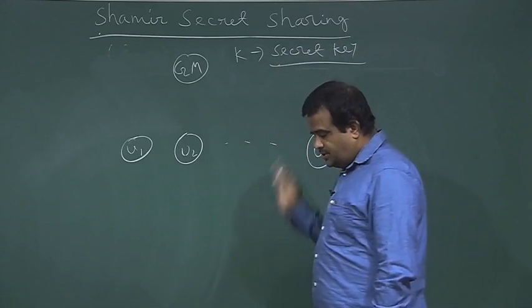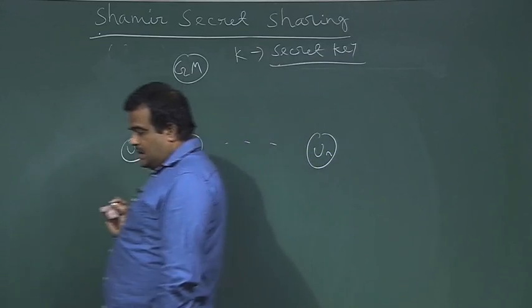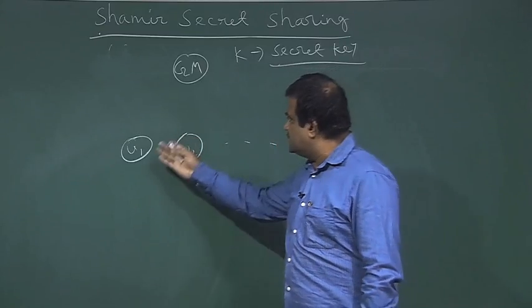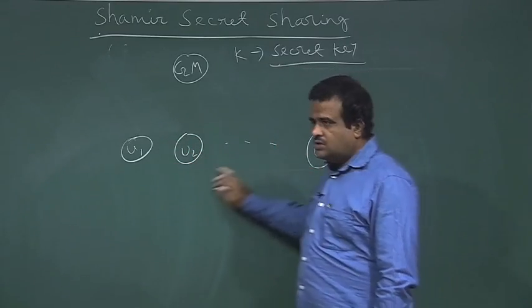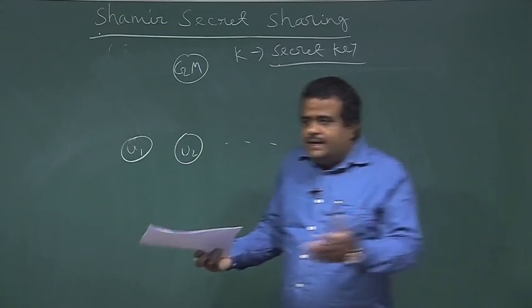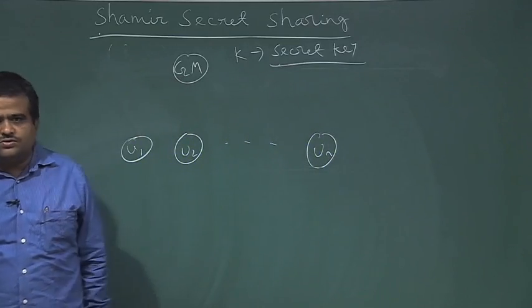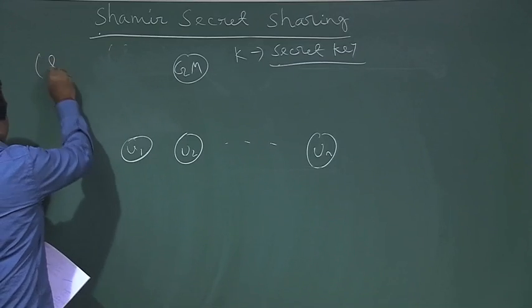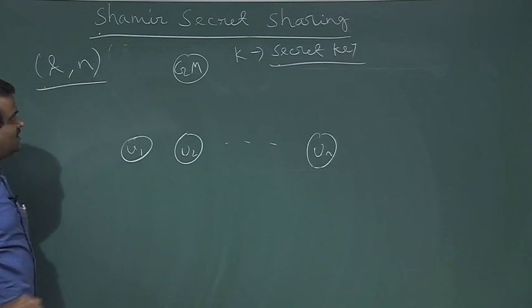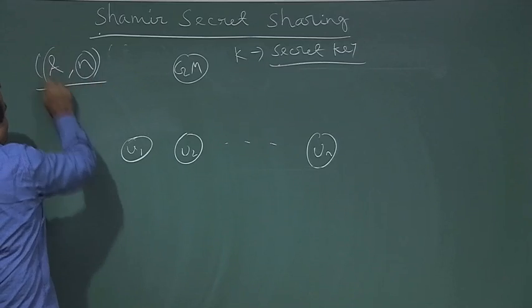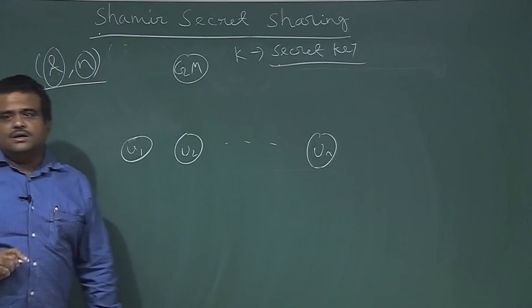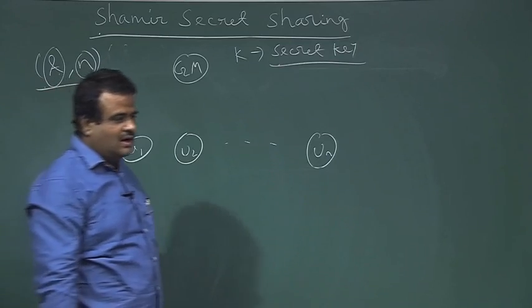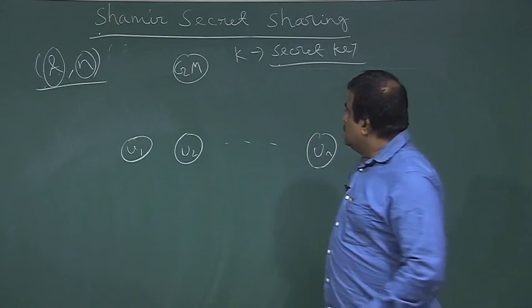Okay. So the question is how we can share some information with these users, so that when t users come together, they should be able to recover the key. That is called a t-n threshold secret sharing scheme. So there are n users. If t users come together, then they should be able to recover this secret key. So what is the scheme?